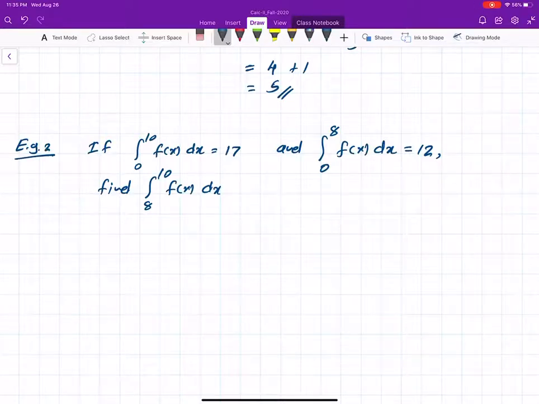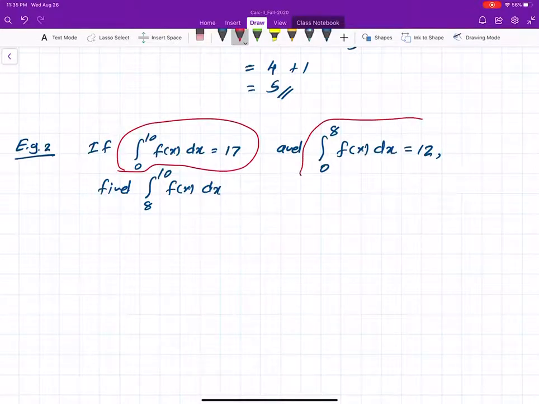So you are given two integrals. You are given that integral and this integral. Then you have to find that integral. So how do you do that? All right, how do you do that? Function f of x is not given to you. You don't know what function f of x is, but this problem gives you the entire integration. And then you have to do some kind of simplification to get the integral of f of x from 8 to 10.